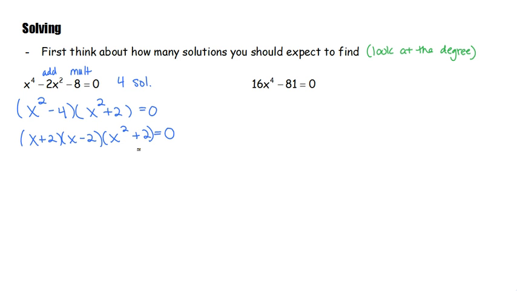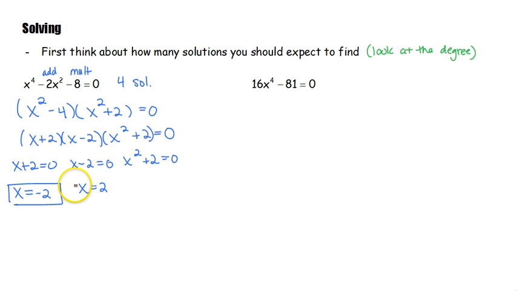So now we've got to use our ZPP. X plus 2 equals 0, x minus 2 equals 0, and x squared plus 2 equals 0. So we've got a solution at negative 2, a solution at a positive 2. We move the 2 over, x squared is equal to a negative 2. We square root each side. Do not forget your plus or minus. Since we have a negative on the inside, we've got an imaginary solution.